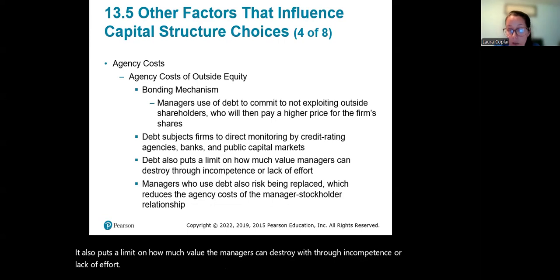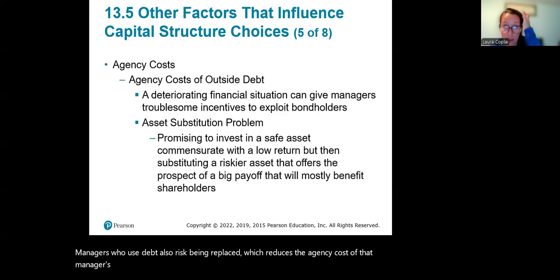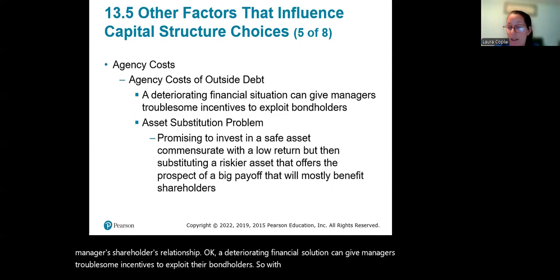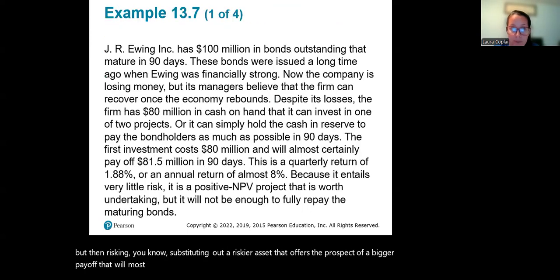Managers who use debt also risk being replaced, which reduces the agency cost of that manager-shareholder relationship. Okay. A deteriorating financial situation can give managers troublesome incentives to exploit their bondholders. So with that, we look at the asset substitution problem, which promises to invest in a safe asset commensurate with a low return, but then risks substituting out a riskier asset that offers the prospect of a bigger payoff that will most likely benefit the shareholders.